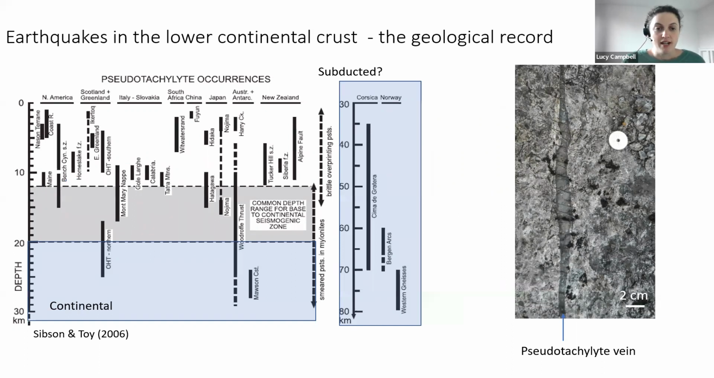And there are some really nice examples that come from around the world. Actually this database from Sibson and Toy is a bit out of date, but it does illustrate that. There are some nice examples from Australia on the Woodroffe Thrust, from Norway in the Western Gneiss Region and the Bergen Arcs, and some others that have been more recently worked on in Canada, in Italy, and in other places in Norway that really illustrate some of the deformation characteristics of the lower continental crust.